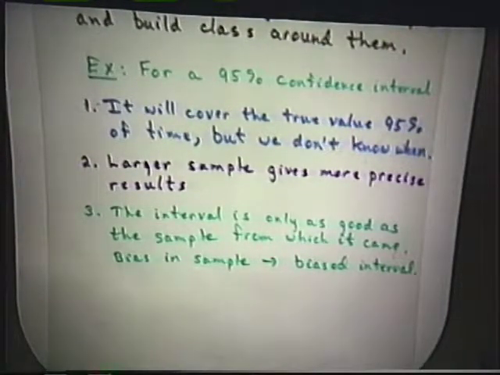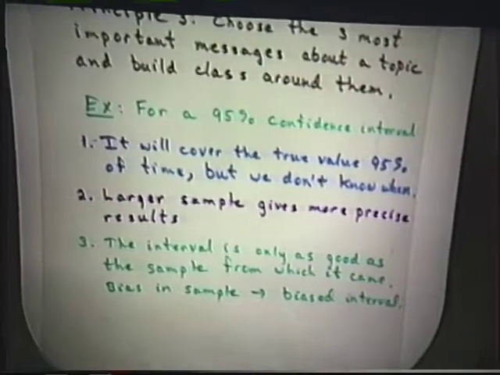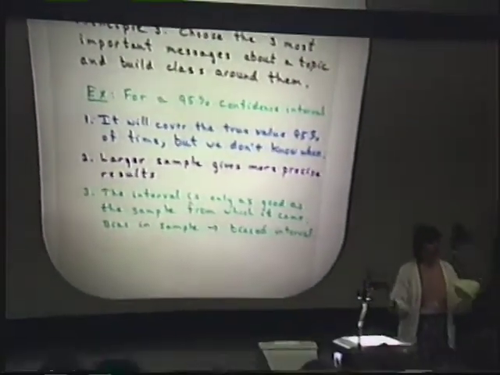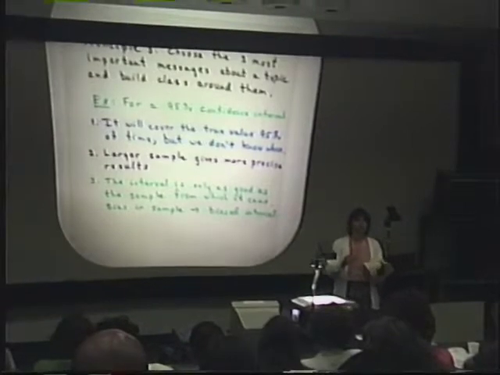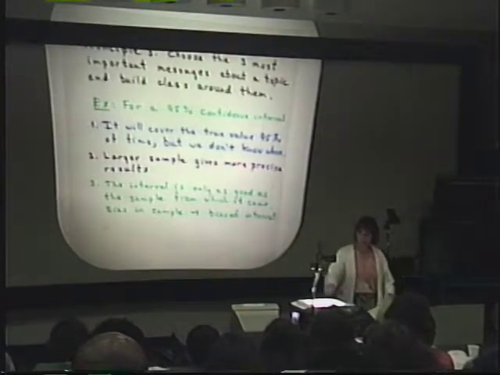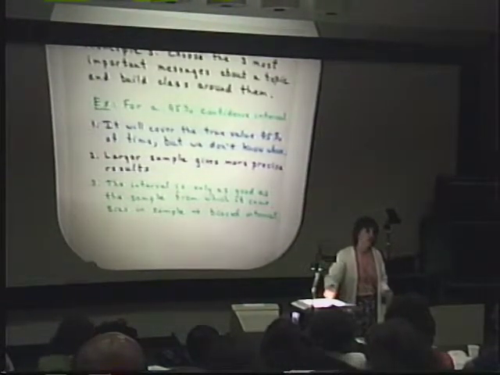And then 3, the interval is only as good as the sample from which it came, so a bias in the sample will give you a bias. So I try to tie it into that big picture. But again, you obviously could each come up with your own 3, but the point is that you need to build your message around what you consider to be the most important points on any given topic, and you can usually narrow it down to just a couple.